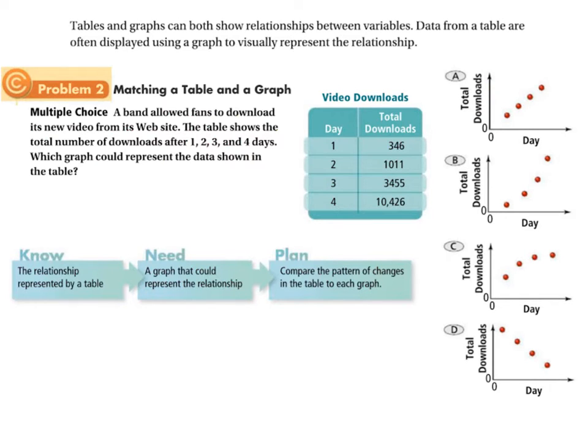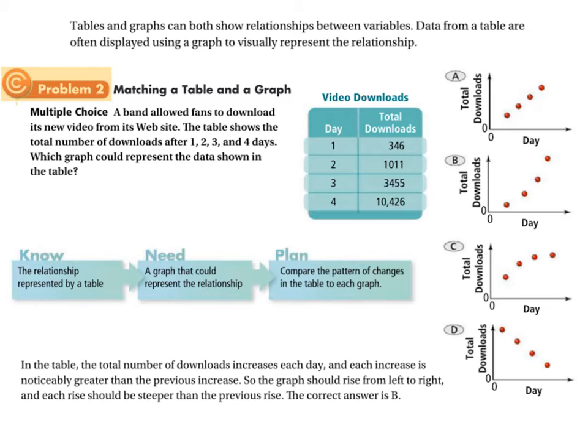And by the way, it's not slowing down. They didn't start downloading fast each day and then get fewer downloads as days went by, right? And it's certainly not dropping. So in the table, the total number of downloads increases each day, and each increase is noticeably greater than the previous day. So the graph should rise from left to right, and each rise should be steeper than the previous rise. So the answer is B. You're going to try it now with this got it problem.